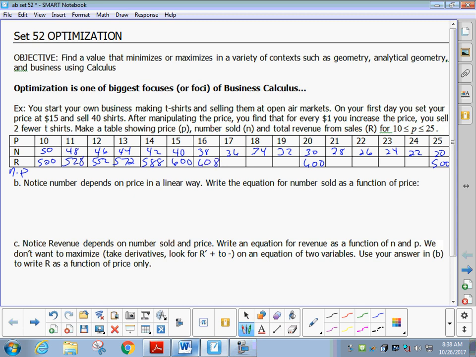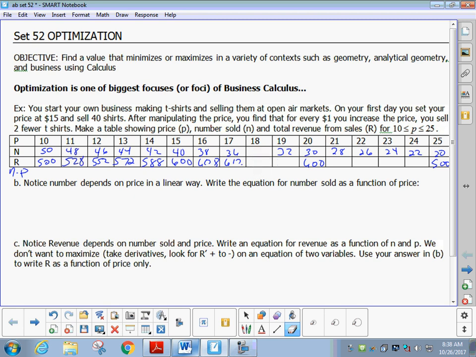Looking at your table, would you say this function, this relationship is concave up or concave down? When you look at concavity, you didn't get these? No? 18 times 12 is 4, 6, 12, 2. 18.